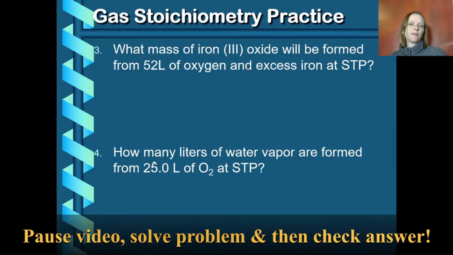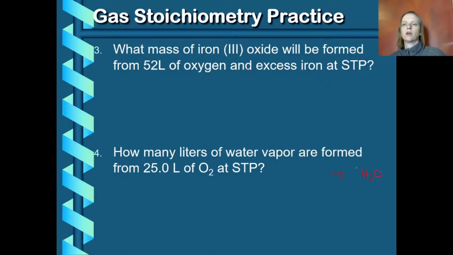Let's do a final example. How many liters of water vapor are formed from 25 liters of oxygen at STP? So we're talking about forming water from oxygen at standard temperature and pressure. Of course, we need some hydrogens as well. So we're talking about a synthesis reaction here where we've got hydrogen plus oxygen gas forms water. To balance this equation, I need to have 2 moles of hydrogen gas for every 1 mole of oxygen gas to make 2 moles of water.